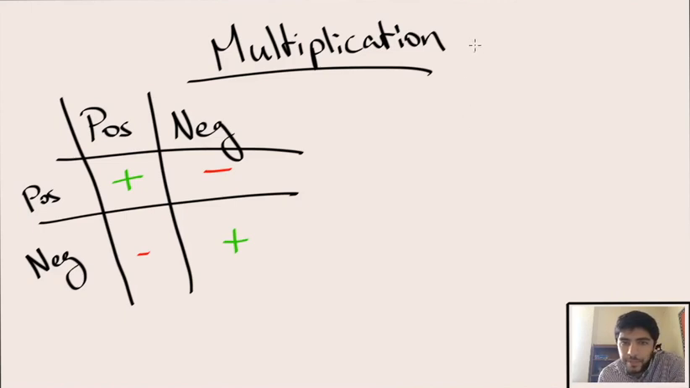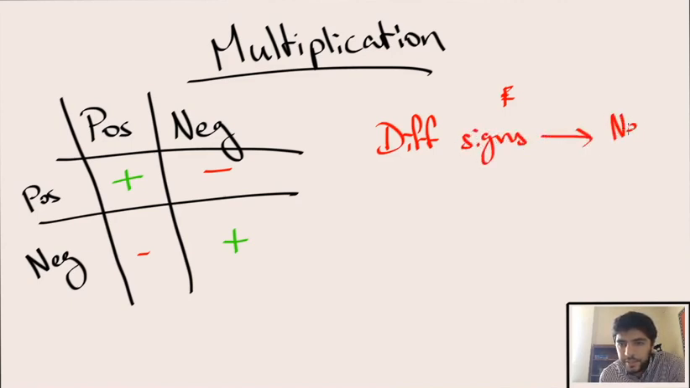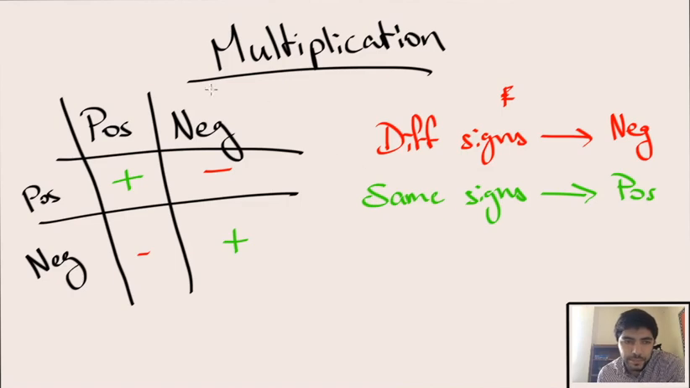So with multiplication and with division, if you have different signs, then your answer is negative. If you have same signs, whether they're negative or positive, as long as they're the same signs, then it's positive. And let's look at a couple of examples.